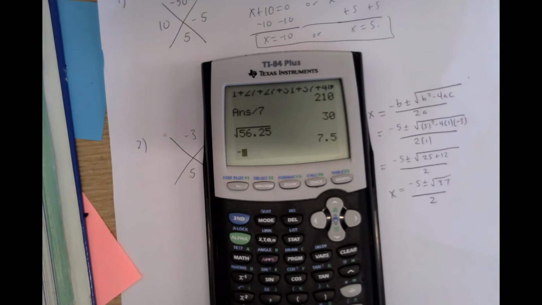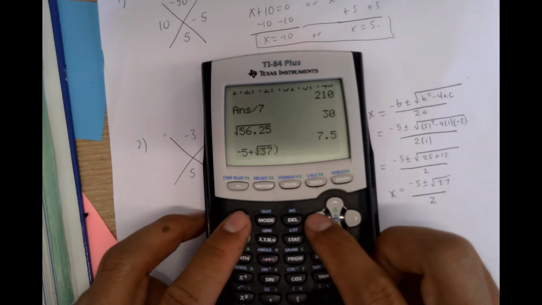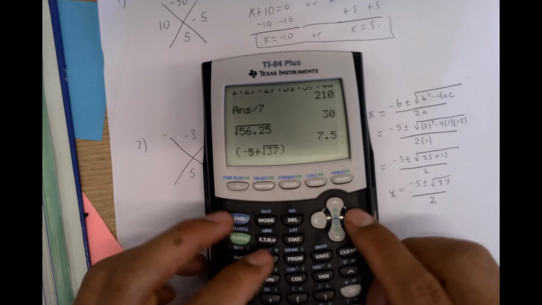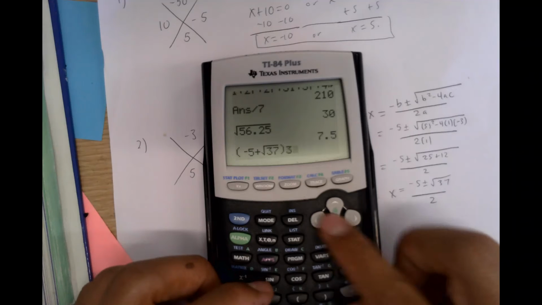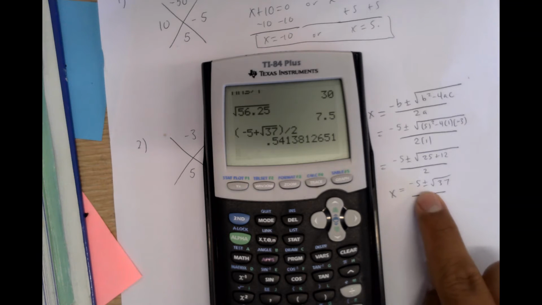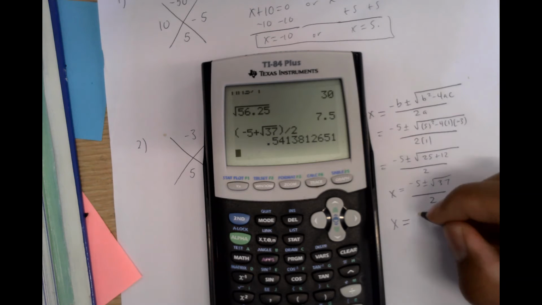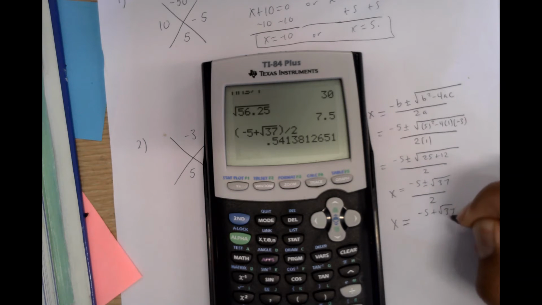So if you wanted to actually find the value of this, you could put this in your calculator. You go negative 5 plus the square root of 37, divided by 2, and you get an answer of 0.54. So you can see here that instead of writing 0.5413812651, I could write this out instead. One of my answers, x, is equal to negative 5 plus the square root of 37 divided by 2.